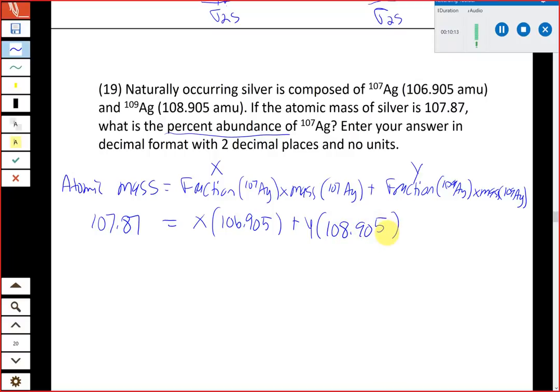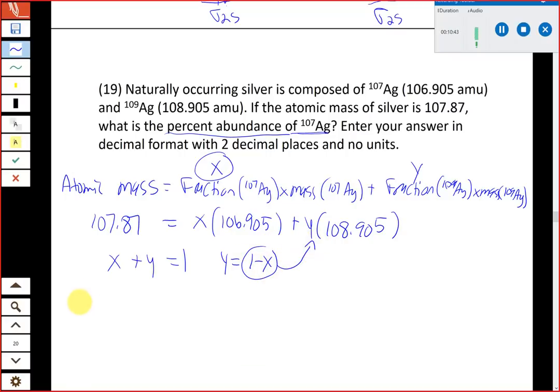But we can't solve one equation if it has two unknowns, so the other important relationship that we always use is that the sum of the fractional abundances is going to have to equal 1. We're doing it in terms of fractions here, so adding them together should be 1. And that means if we're going to solve for x, the percent abundance of the 107 isotope, we can rearrange this and say that y equals 1 minus x, and then we can put this in up here for y.